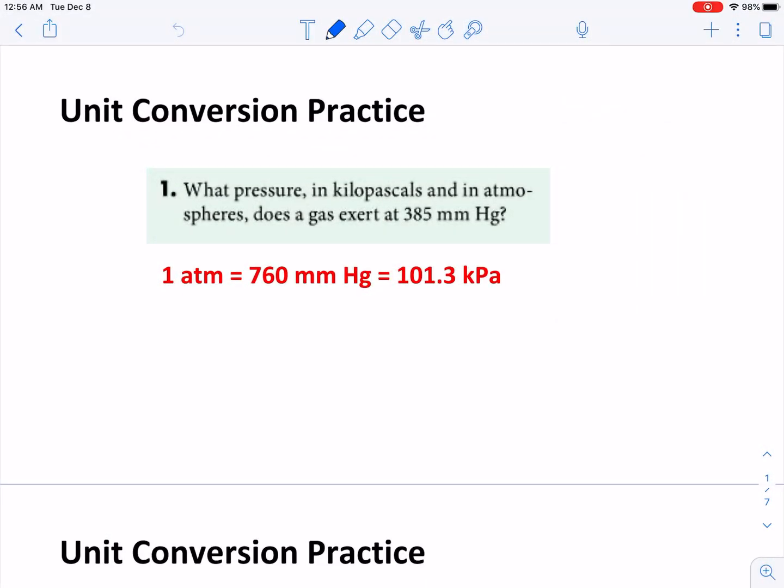Hey Science 2 kiddos, just going to use these slides as a quick review of the pressure unit conversion and Boyle's law, which we covered in our previous class.